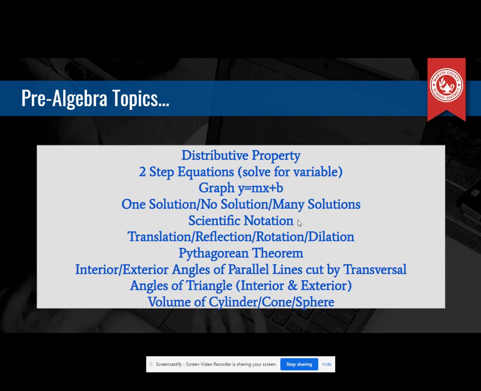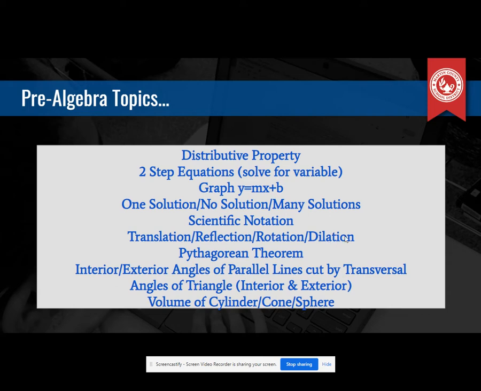Next would be scientific notation. This would be an easy one. It's all about taking a big number and making it into, say, 2 times 10 to the 3rd power. And you could find a lot of nice problems online and relate this back to that web quest that we did during the year. Translation, reflection, rotation, dilation. Now, you're going to talk to me about all 4, but you only have to show me 2 examples.